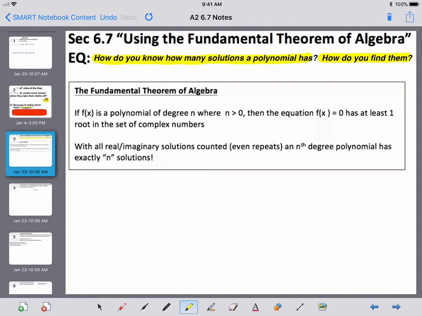All right, well, the first part of this theorem tells you that any polynomial has at least one solution. And that solution, or root, sometimes we call that, is in the set of complex numbers. The second part we've actually already talked about. The real or imaginary solutions counted, even the repeats, of any degree polynomial is the same as its highest power. And we're actually going to start with that second part of the theorem in these first two examples.